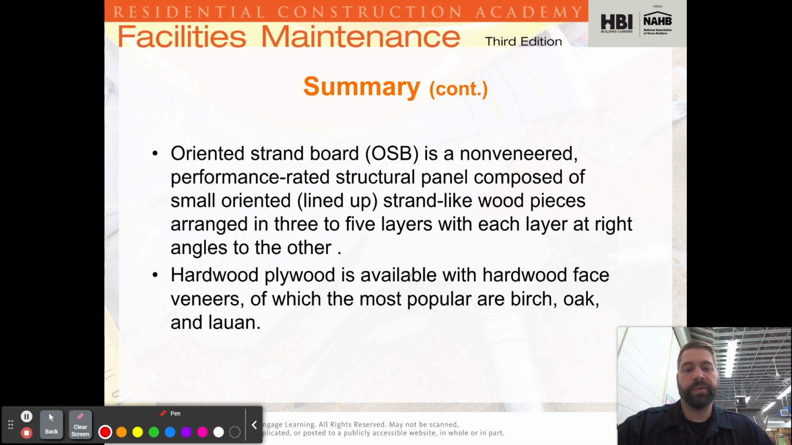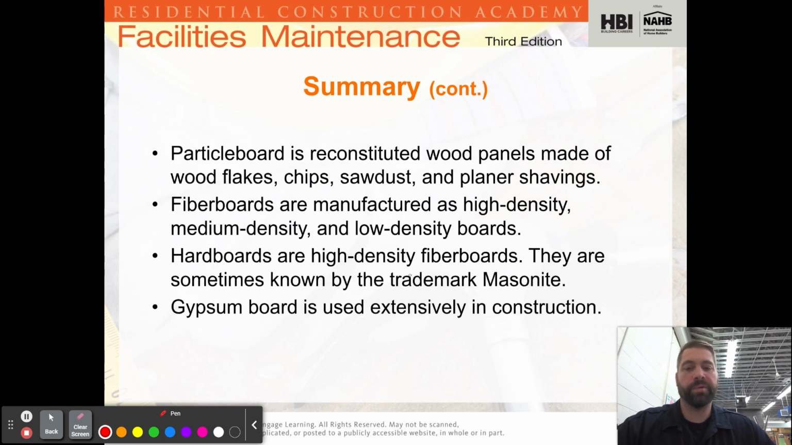Hardwood plywood is available with hardwood face veneers, of which the most popular are birch, oak, and luan. Particle board, which we covered, is reconstituted wood panels made of wood flakes, chips, sawdust, and planer shavings. Fiberboards are manufactured as high density, medium density, and low density boards. Hardboards are high density fiberboards. They're sometimes known by the trademark Masonite. Gypsum board is used extensively in construction. Again, this is our drywall.